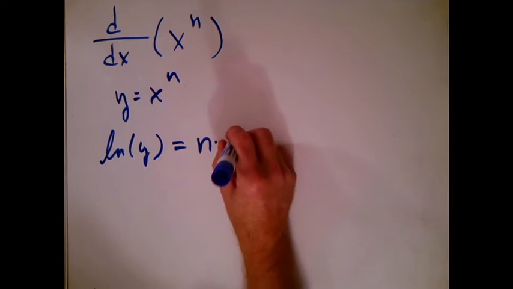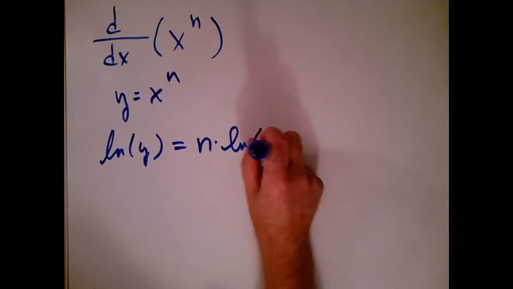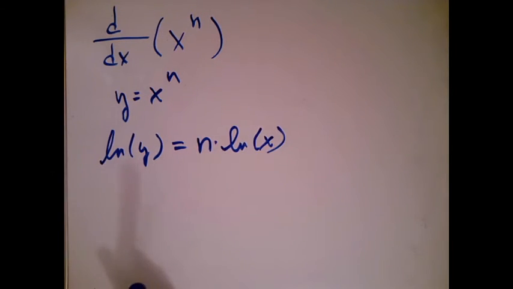And the only reason I'm bringing that up is that's why the n comes down in the power rule, because it comes down for logarithms. That makes logarithms a fundamental tool of just about everything that underscores the power rule.